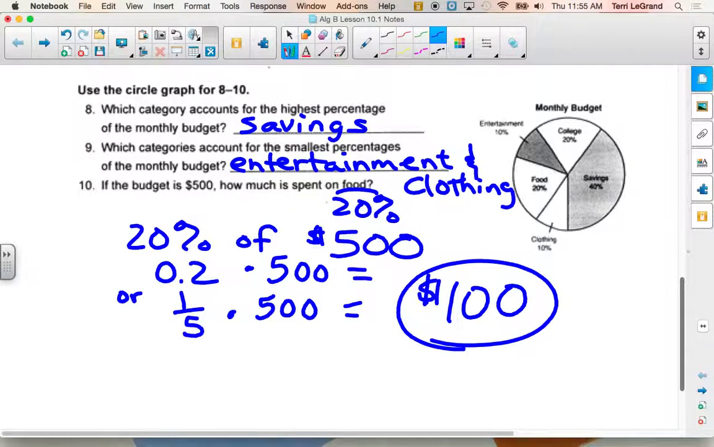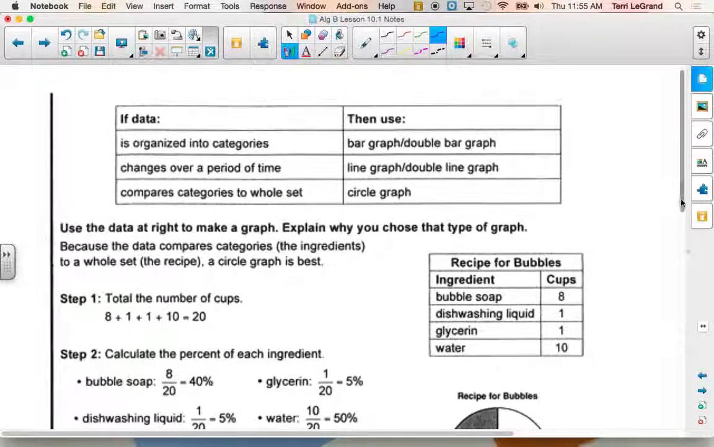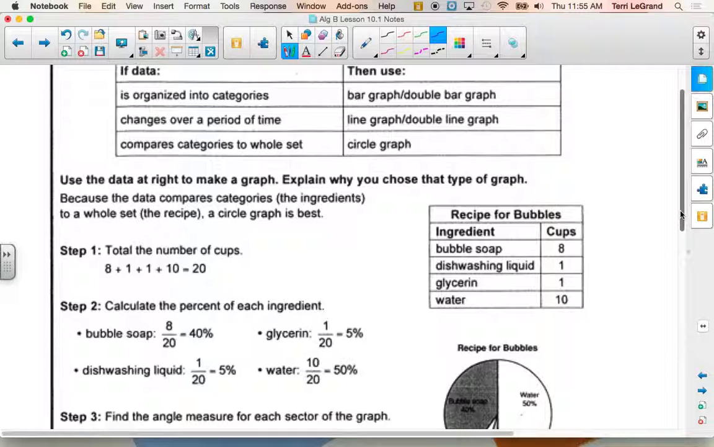Okay. So, let's go to the back side and do some more practicing, or actually, no, we have to talk about what kind of display we should make given the type of data that we have. If the data is organized into categories, they suggest we use a bar graph, or if there's a couple of things we need to compare, then a double bar graph. If it's something that changes over a period of time, then you want a line graph.